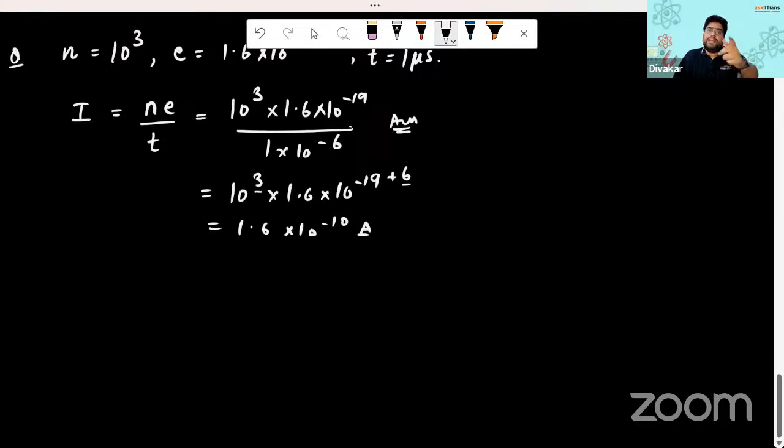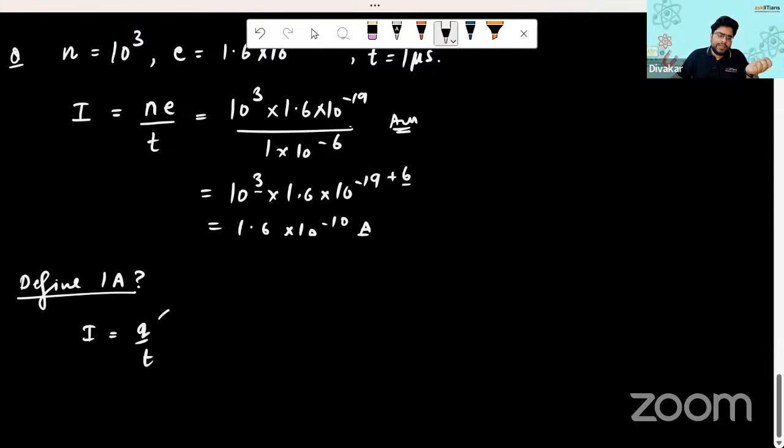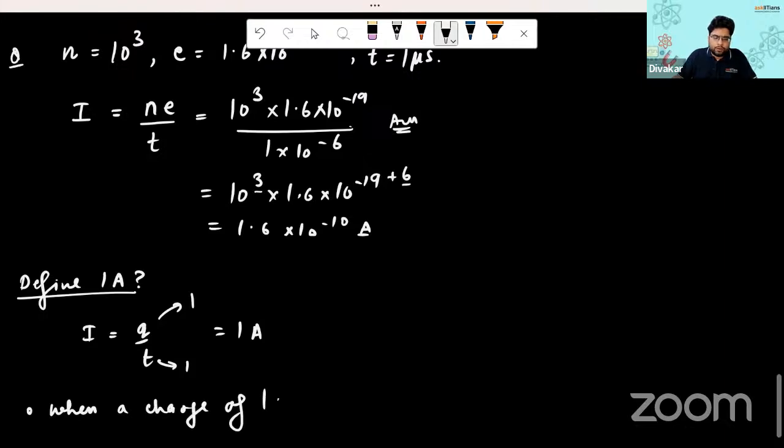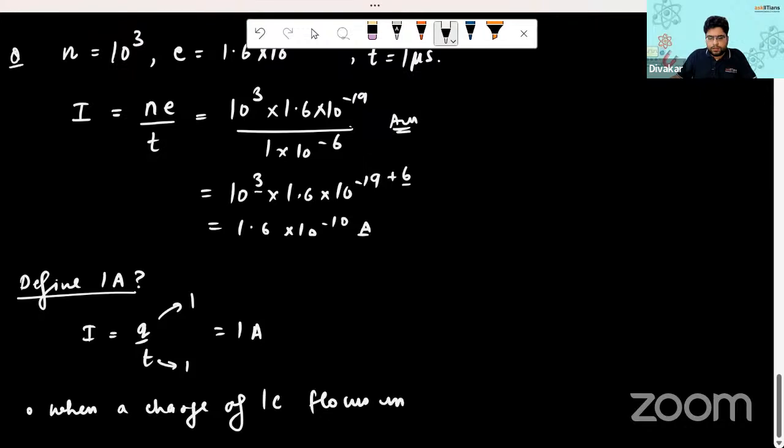Sometimes they also ask you to define 1 ampere. Now, what is the big deal with this? I is Q by T. So if I take Q as 1 and T as 1, isn't it 1 ampere? So if I know this thing, what is the big deal in defining 1 ampere? You will say, when a charge of 1 coulomb flows in 1 second, then the current will be 1 ampere. Simple, easy.